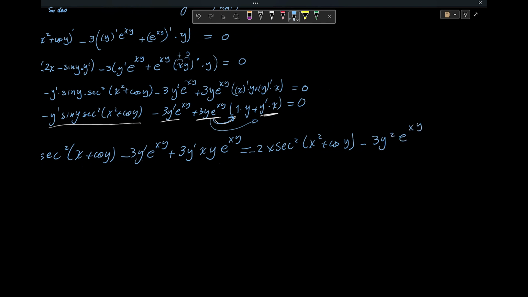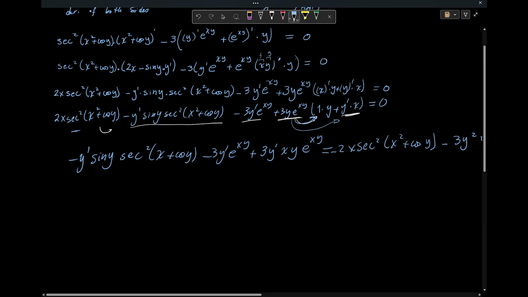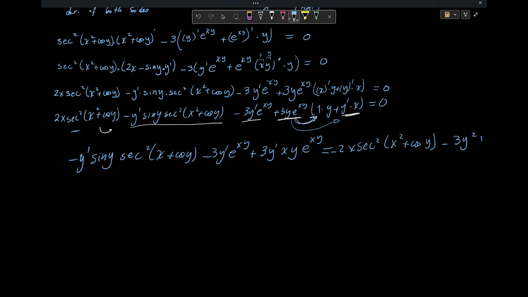All right, good. So now I can factor a y prime from every term. And what I can also do, multiply everything by minus. So we factor y prime on the left and multiply by negative sign throughout.